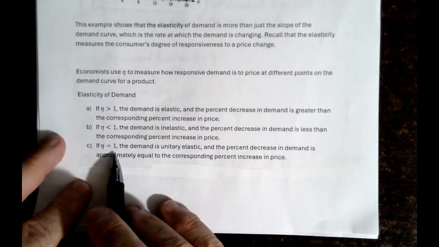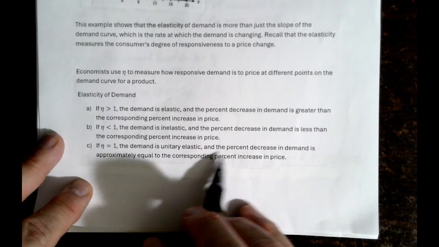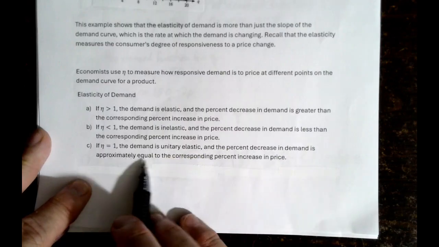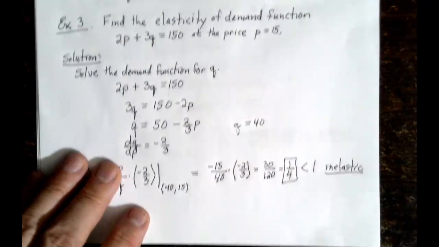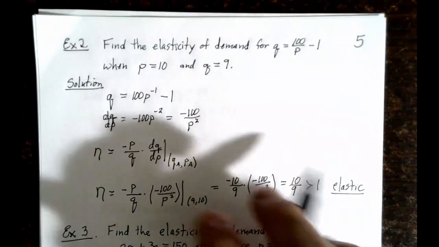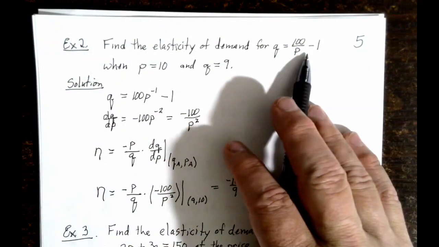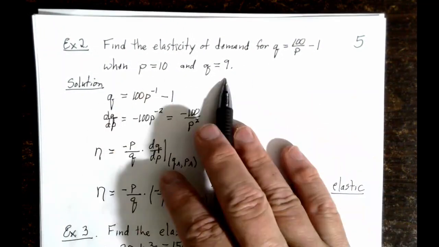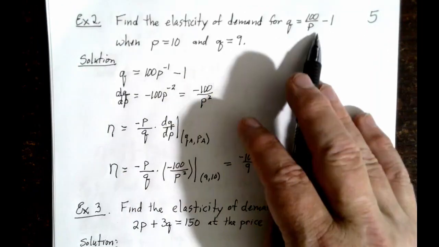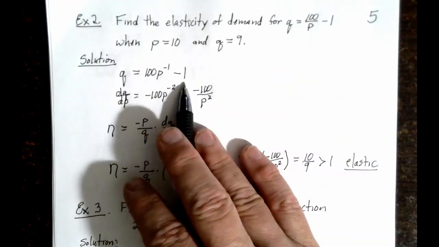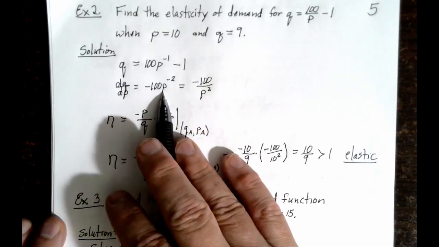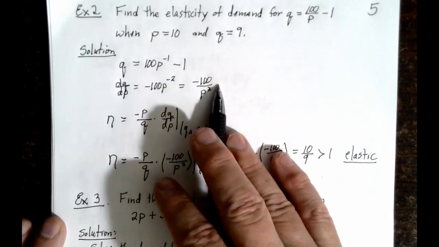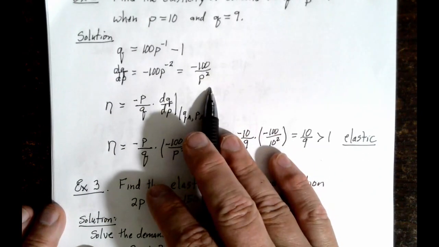And then if n equals 1, the demand is unitary elastic and the percent decrease in demand is approximately equal to the corresponding percent increase in price. So example 2, they say find the elasticity of demand for this when P equals this and Q equals that. So I rewrote this with a negative exponent, so when I took the derivative it would be easier to do. And you get negative 100 P to the negative 2, which is negative 100 over P squared.